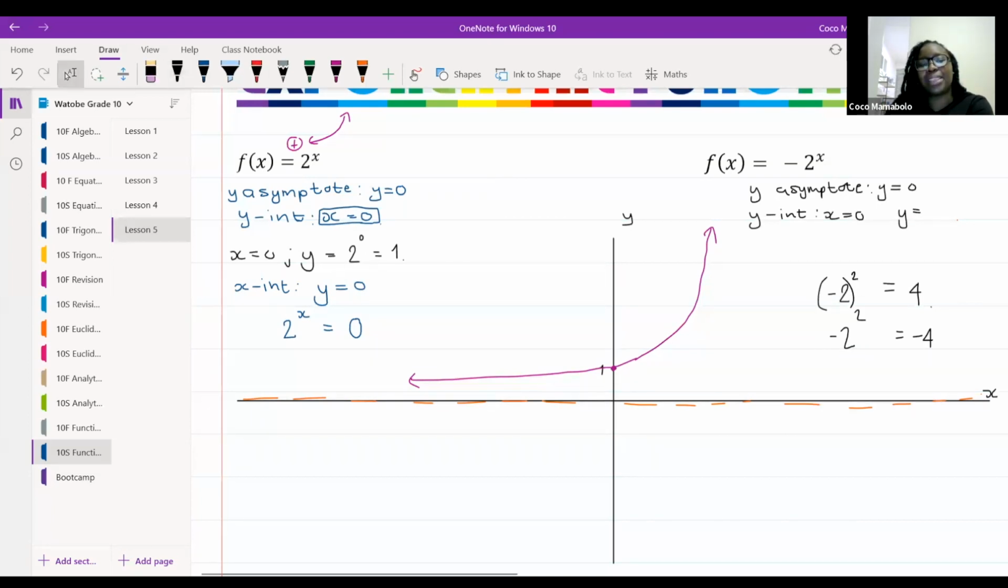Today's topic is exponential functions, and then we're also going to do trig graphs. We're going to start trig graphs, okay?